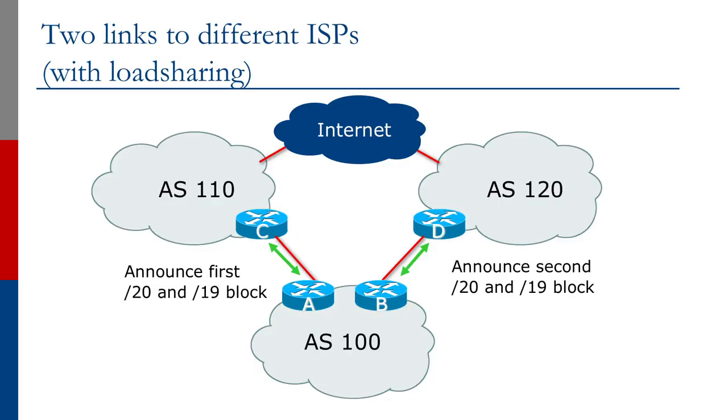So we're now going to look at how to handle two links to different ISPs, but with load sharing. We'll look at a simple example first, and then follow it up with something a little bit more complex. Again, we have AS100 connecting to the upstreams AS110 and AS120. And as before, we're going to announce the aggregate block out to both upstreams. Because our aggregate is announced, if either link should fail, we still have backup through the other operator.